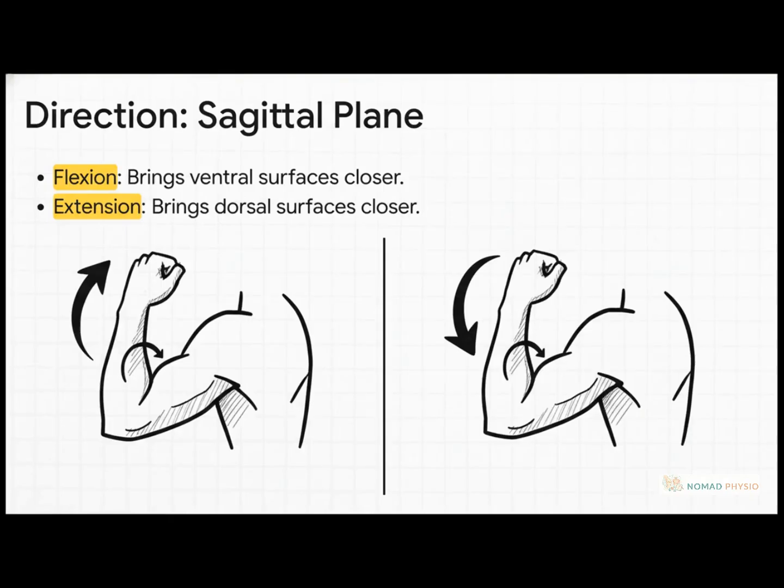Our third variable is direction. Now within that sagittal plane, we use some specific terms. Flexion is when you decrease a joint angle. A great example is flexing your bicep. Extension is the opposite, when you increase that joint angle, like when you straighten your arm all the way out.